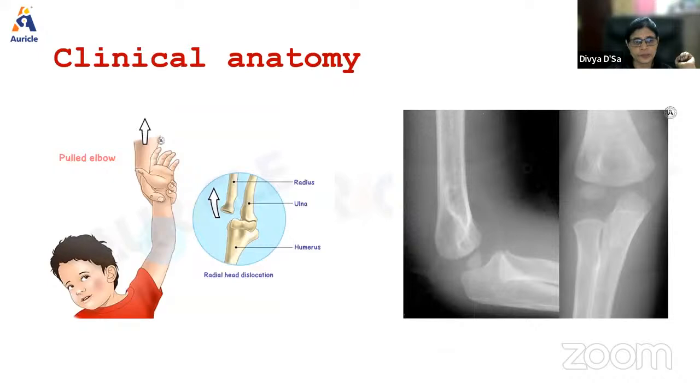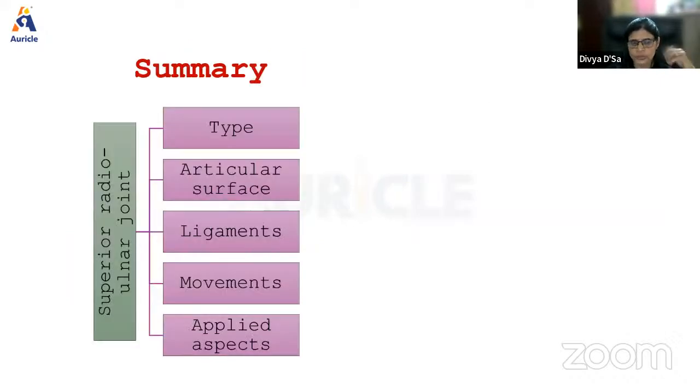What is important in children is that since the ossification is not complete, when we try to hold the child by the forearm and try to lift the child, there are chances of dislocation. That is because it is not ossified. The head is separate from the shaft of the radius. So that is why this joint is not very stable and it results in what we call pulled elbow. So those are the things which you need to write for the superior radioulnar joint.